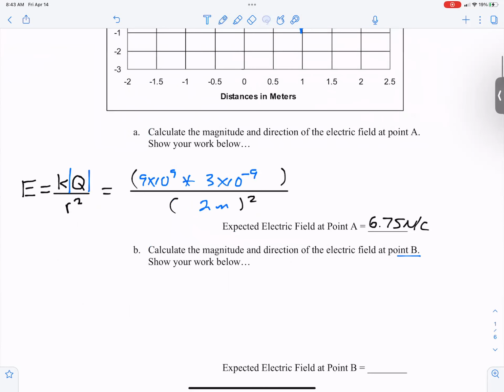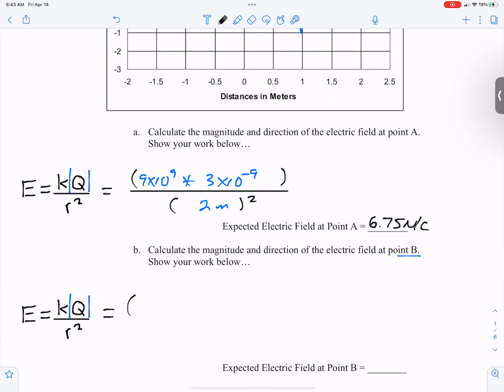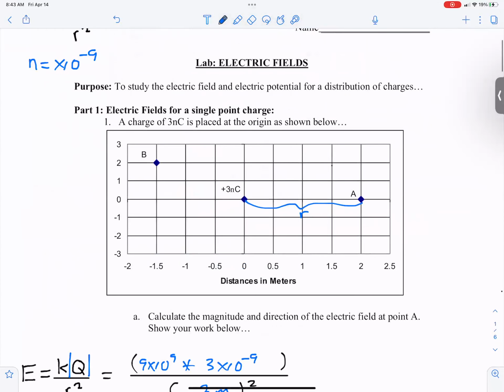Okay, using the same equation, we're going to find the magnitude of the electric field through point B. Now we need to find the distance to point B, right? Because setting it up is pretty easy for the beginning. K times Q, it's the same charge, okay? But we have a different distance. We have this distance essentially right here.